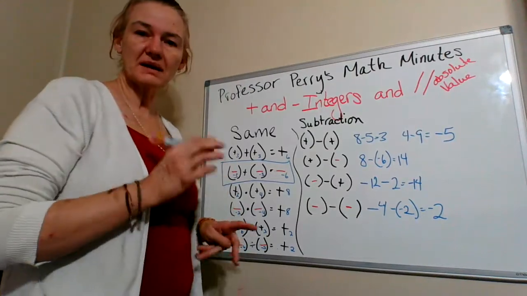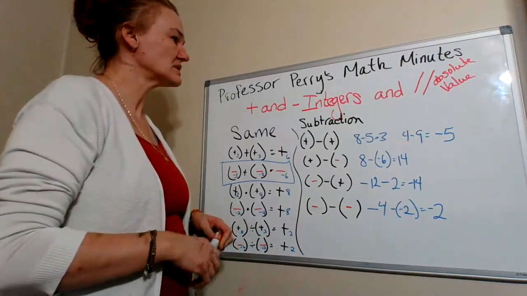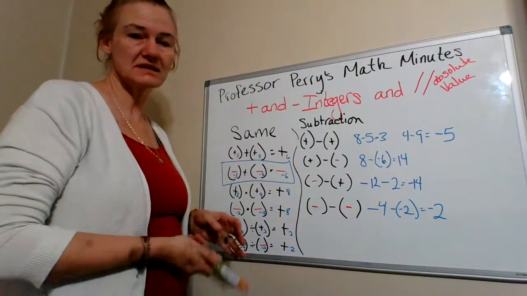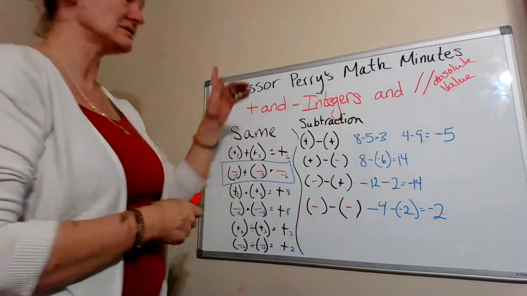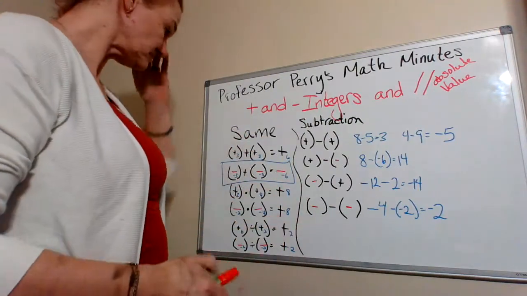Y'all, I am Misty Perry, and we are going to do positive and negative integers. I'm going to add a little smidge of absolute value on the end because it kind of fits.